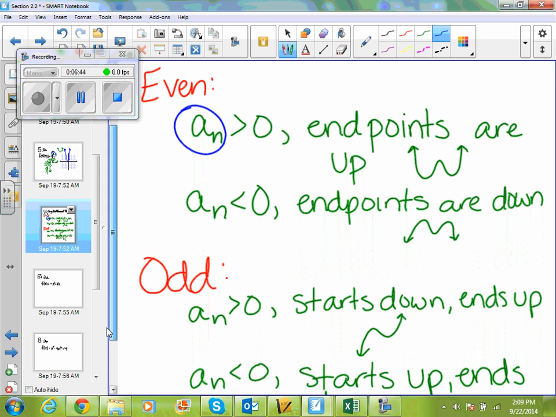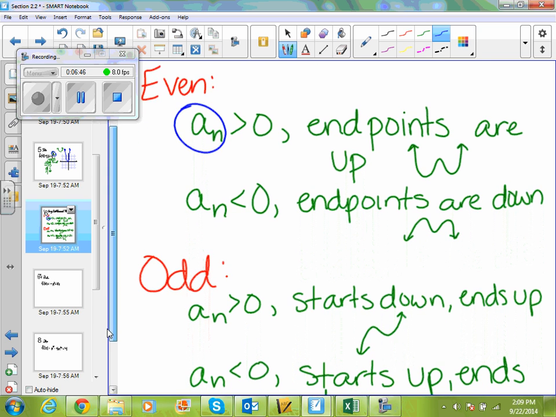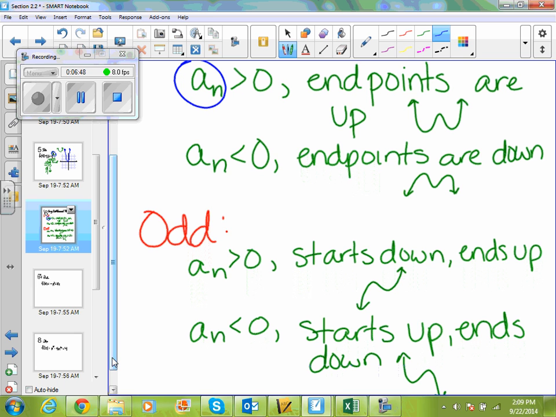Odd functions are different because the endpoints go in opposite directions. Okay, so an odd function, if your leading coefficient is greater than 0 or positive, then it starts down, and as you go left to right, then it's going to end up. So starts down, ends up. And it's exactly the opposite if it's an odd function and your leading coefficient is less than 0 or negative. It'll start up, and then it's going to end down.